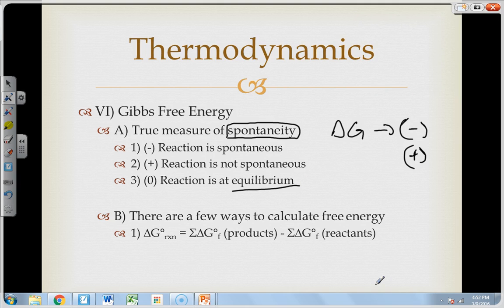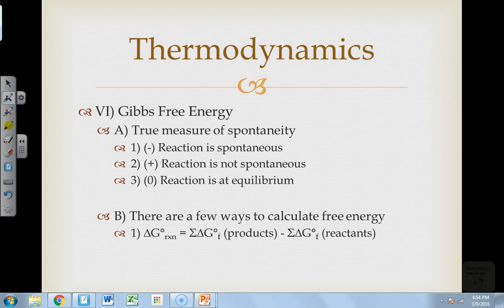But there are a few ways to calculate free energy. We can do this in a couple of different ways. The one, and kind of the least common, make sure you hear what I'm saying, the least common way is if we're given the delta G of formation of the reactants and the products. Then we can use the typical thermodynamic calculating strategy: delta G of the reaction is the delta G of formation of the products minus delta G of formation of the reactants. Okay, that happens, but not as often as this next equation.